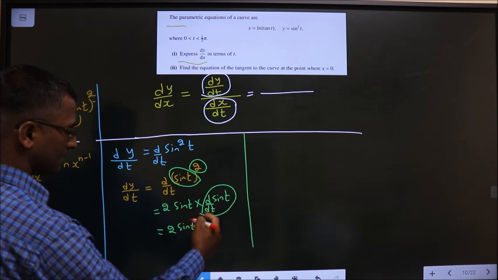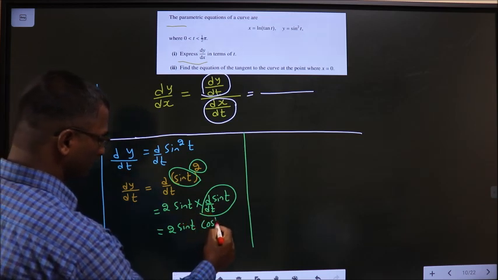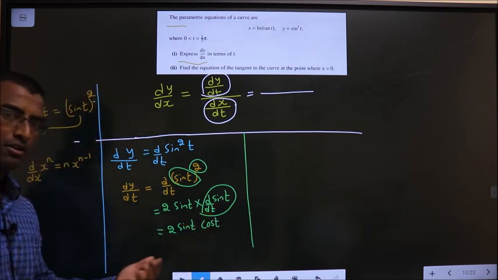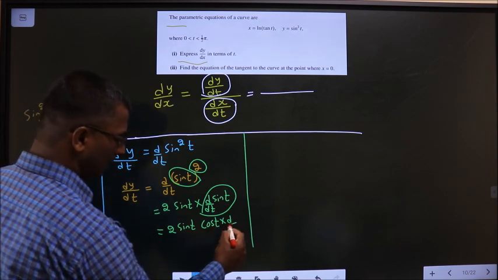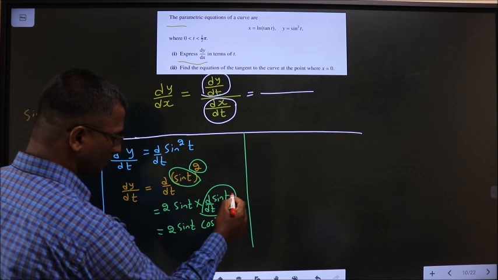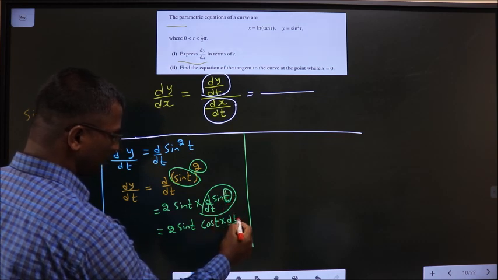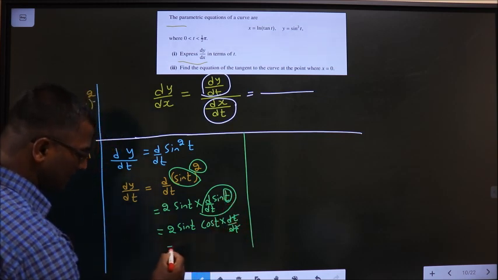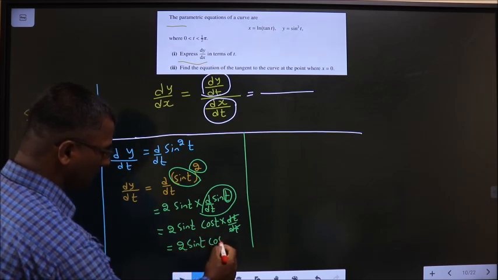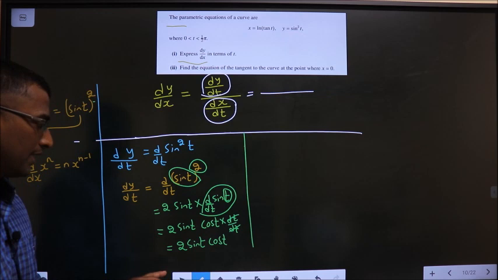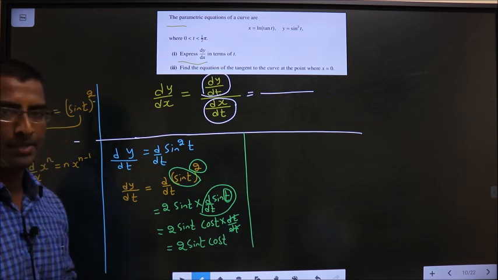Differentiation of sin is cos t. Also don't forget the good practice, that is into d by dt of what you have in place of x, so t. It gets cancelled, that is the secondary thing, but good practice, continue it. Okay, so this is for dy by dt.